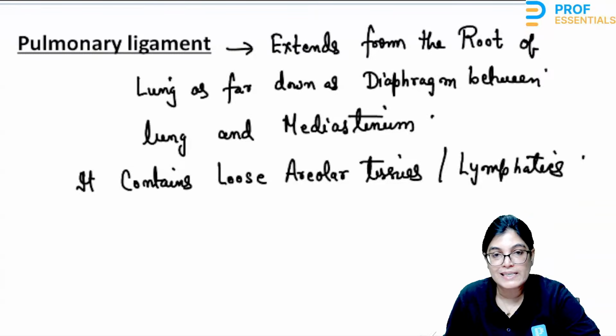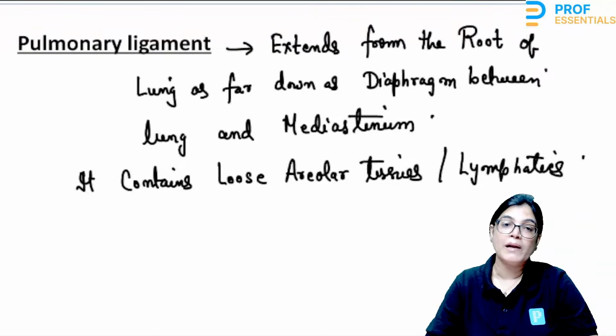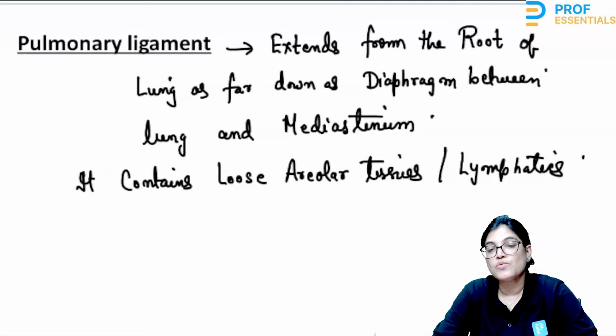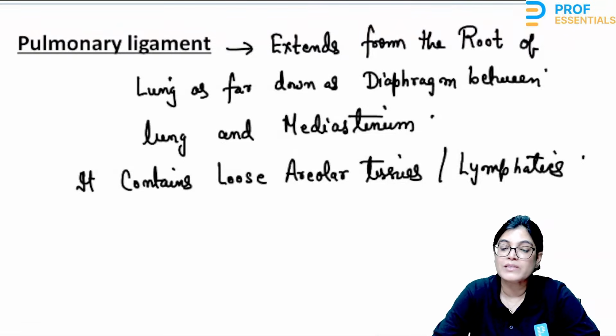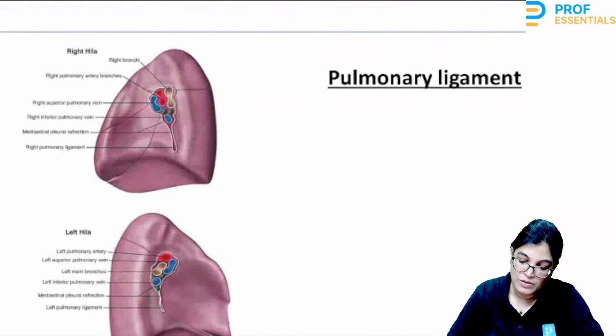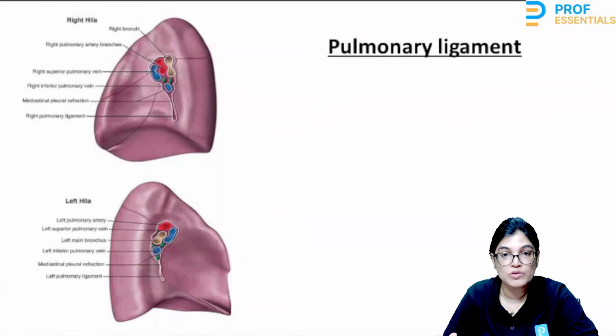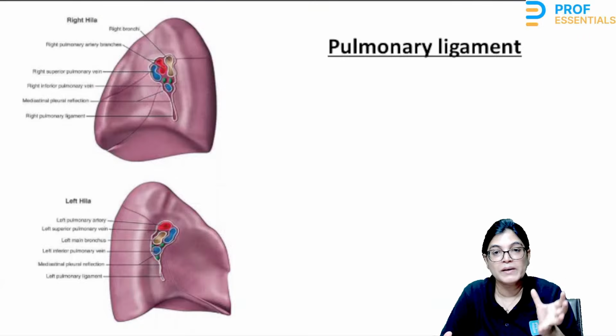So basically, to understand, I will also tell you about the function of pulmonary ligament. Before that, I just want you to make a schematic diagram showing the structures forming the root of lung and that of the pulmonary ligament. So before that, I just want to show you this image. This image will help you to understand the pulmonary ligament.